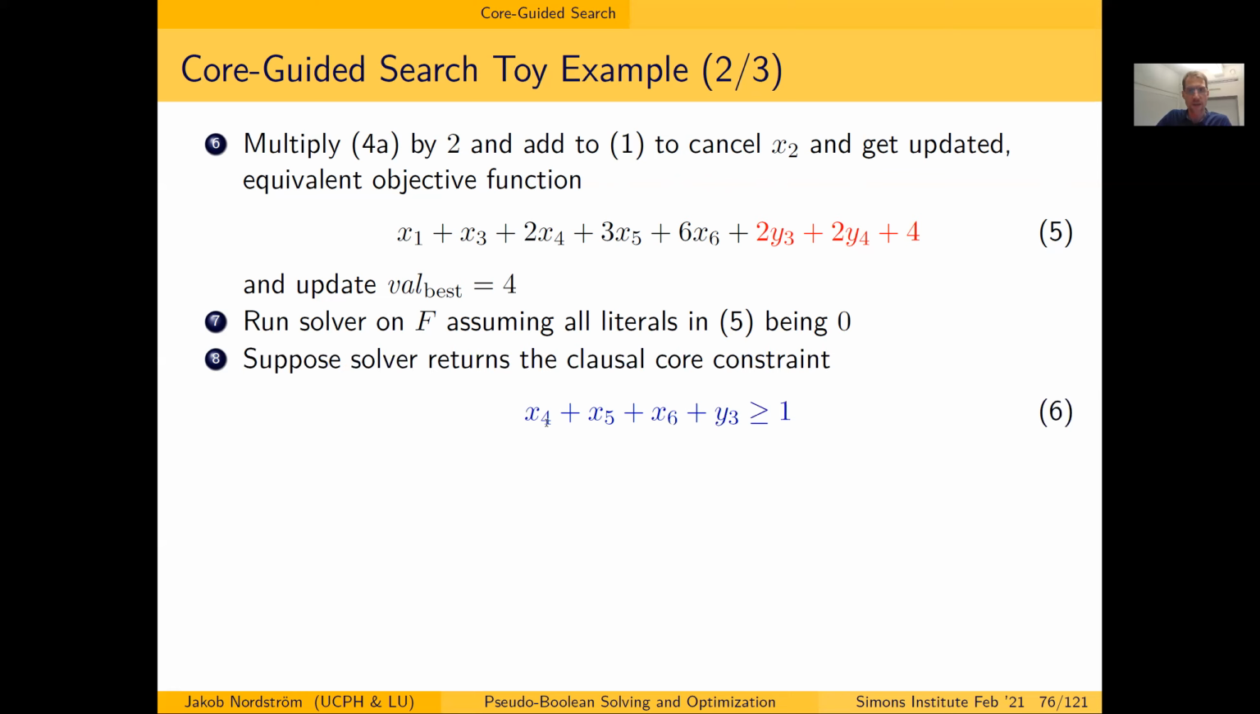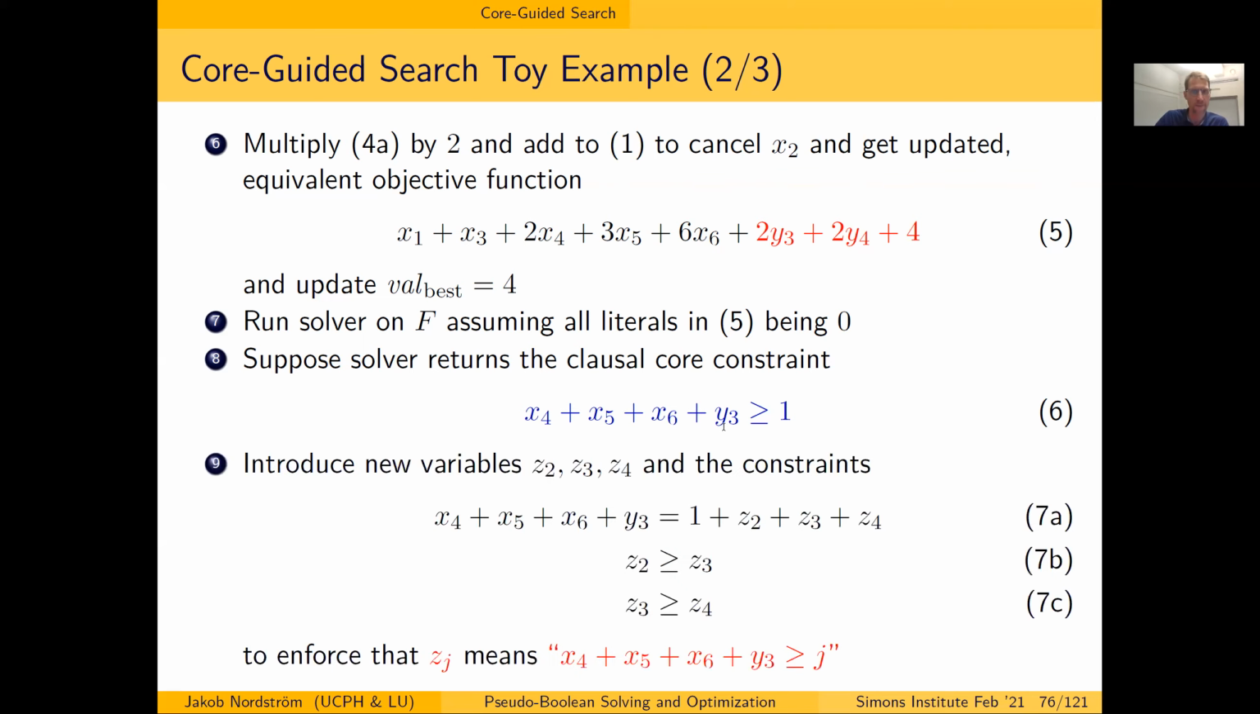Suppose we get the clause x4 plus x5 plus x6 plus y3. At least one of these literals is true. And what do we do now? Again, we know that at least one of these literals is true. We know that 4 of them could be true. We don't know whether 1 or 2 or 3 or 4 of them will be true. We want to store this information, so we'll introduce new variables again. And since we already have a clause, there's no need to rewrite a general pseudo-Boolean constraint to a cardinality constraint, because this is already a cardinality constraint.